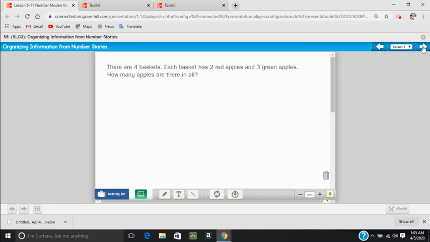There are 4 baskets. Each basket has 2 red apples and 3 green apples. How many apples are there in all? Once again, let's go through and underline. There are 4 baskets. That could be important. Each basket had 2 red apples and 3 green apples. Now the color here does not matter, just knowing that we need 2 of one kind and 3 of another. And finally, we have our important question here. How many apples are there in all?